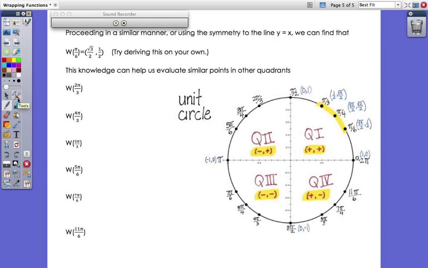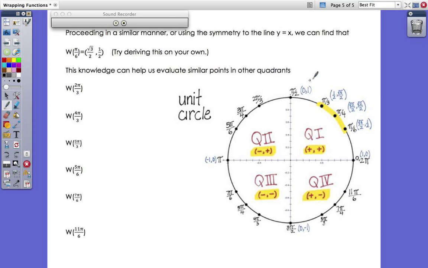Basically, after we do that, all the other points fall in line. Because pi over 3 and this point over here, pi over 6, are symmetric to the line y equals x, we can just argue that if pi over 3 has an ordered pair 1/2, root 3 over 2, then pi over 6 must have the inverse of that, root 3 over 2 comma 1/2. And you can try deriving it on your own using a very similar setup with congruent arcs here in quadrant 1 and quadrant 4 instead if you want.